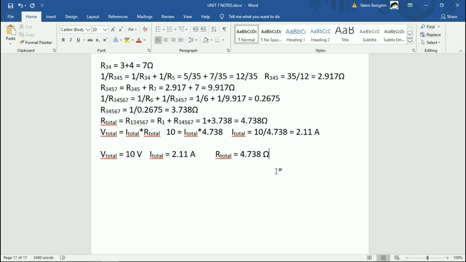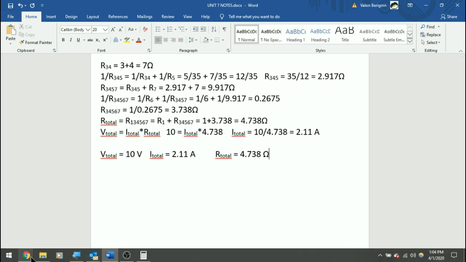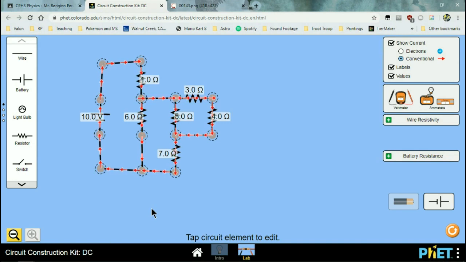So let's think about this. Remember, we have to use the rules that we had. For the rules, it was that if things are in series, the currents are equal and the voltages add up together. If the pieces are in parallel, the voltages are equal and the currents add up together. So let's start with what we know. We know what the current is through the battery. So that means anything in series with the battery has to have the same current. But the only thing that's in series with the battery is R1, right?